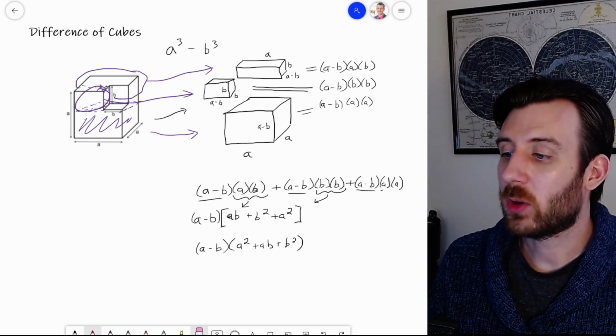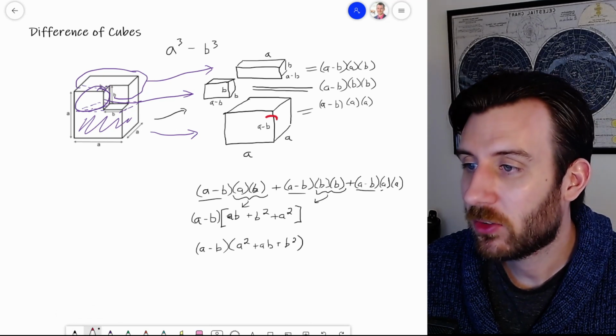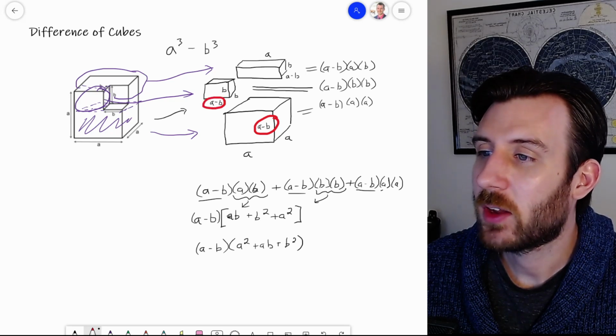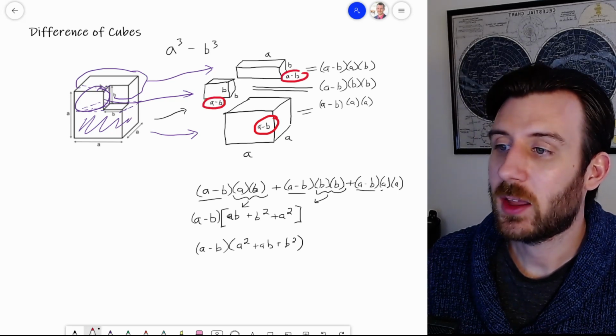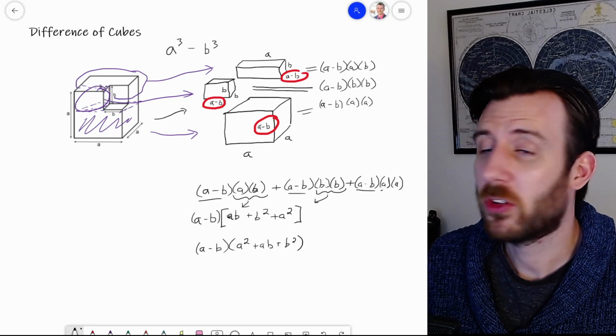But what is it that we're doing in this common factoring? We're really just looking for a common side length. Notice that this side length here, this side length right here, and this side length right here are all the same.